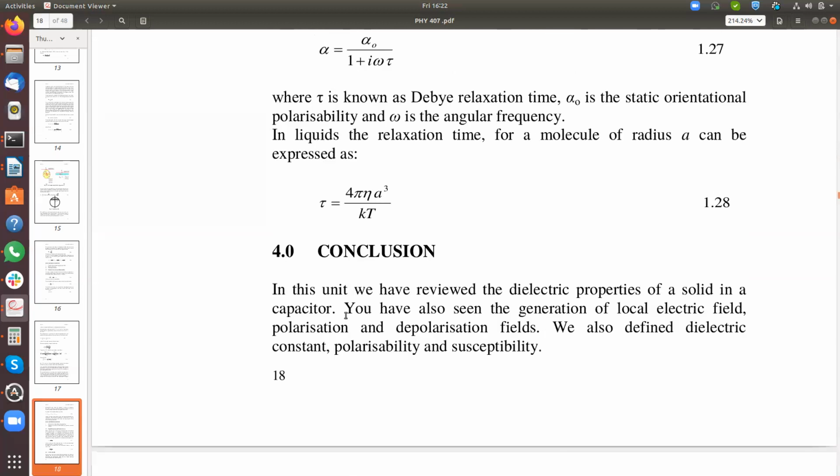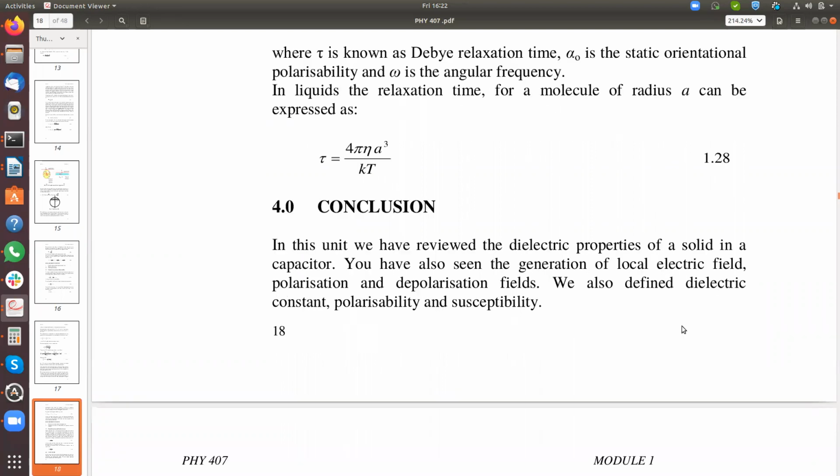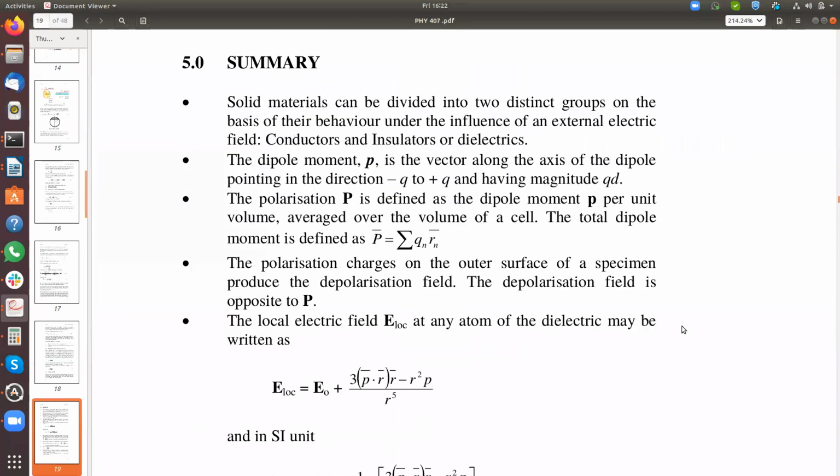So in conclusion now, in this unit, we have reviewed the dielectric properties of solids. This is just what you can read from the notes. And now, a summary of what we have discussed so far, last week and this week. Solid materials can be divided into two distinct groups on the basis of their behavior under the influence of an external electric field. So we have them as conductors and insulators or dielectrics. Specifically, we discussed dielectrics. Next, we discussed the dipole moment p, a vector along the axis of the dipole pointing in the direction from minus q to plus q and having a magnitude of qd. That is, the product of the charge and the distance.